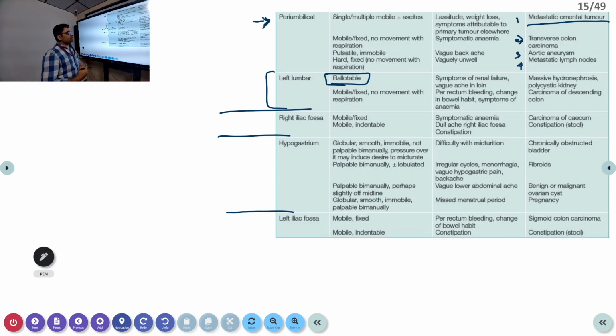Next, right iliac fossa masses may be because of tuberculosis. The ileal as well as the cecal part are prone to tuberculosis.